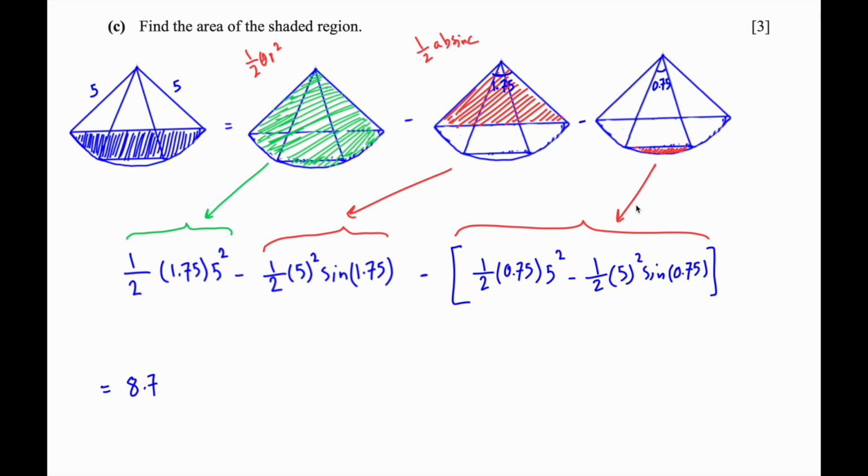But this has its own story. You need to find the area of this whole sector right here, which is again using half theta r squared, and subtract the area of this triangle from it, for which I use the same formula, half AB sine C, but the value of theta is now 0.75, while the radius or the side remains the same. So you can go ahead and key in everything in your calculator, and the final answer would be 8.7.